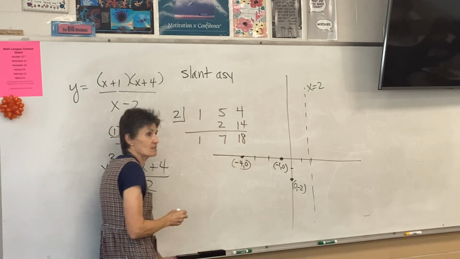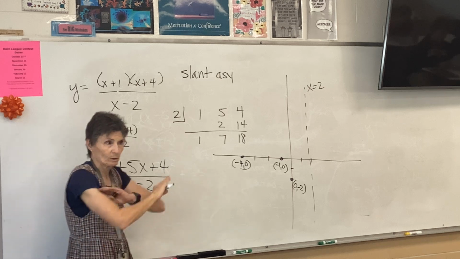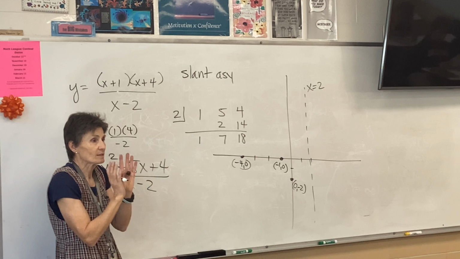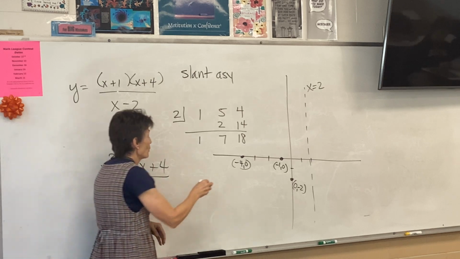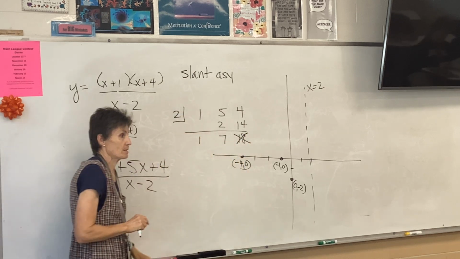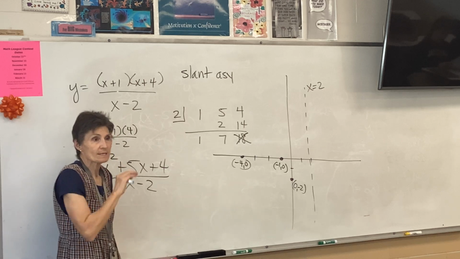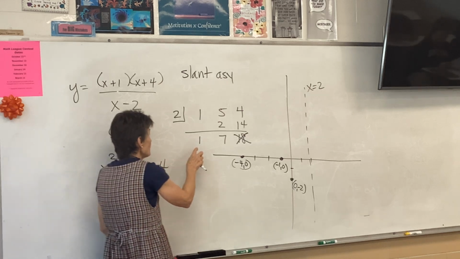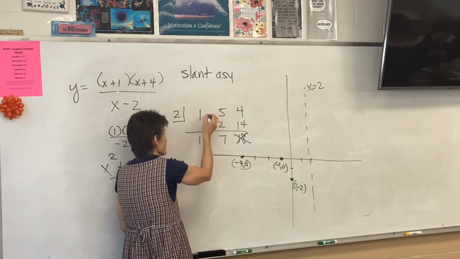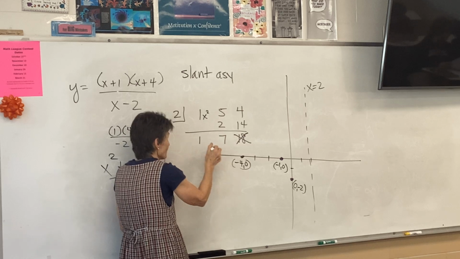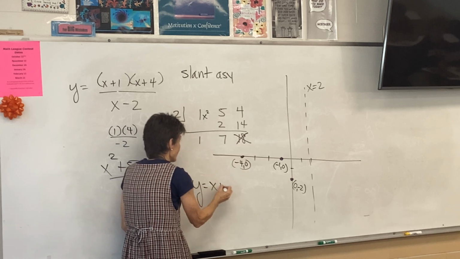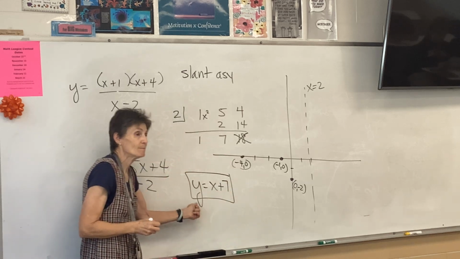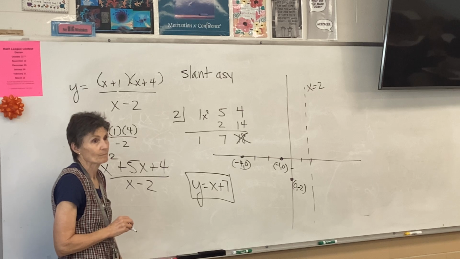I did not expect to get a 0. I will not get zeros when I divide with a slant asymptote. The remainder is not important. The remainder is not part of the problem. Tell me what this says. Remember, this was x squared. So what does that say? X plus 7. That, my friends, right there, x plus 7, that is your slant asymptote.